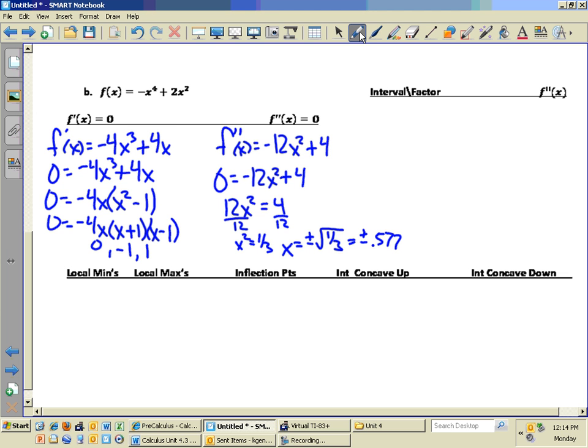Okay, so I have some intervals where the concavity may be changing. The first interval is going to be from negative infinity to negative 0.577. What's my second interval? Yep. And what's my third interval?